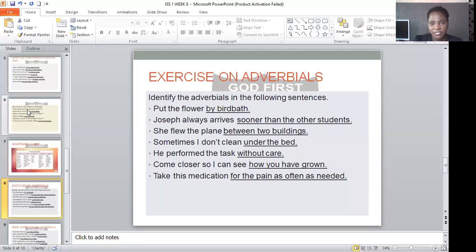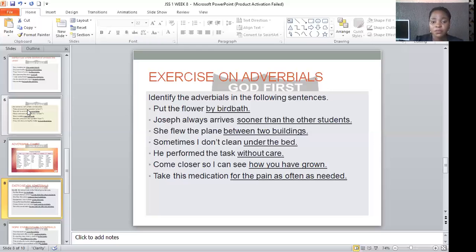Moving on to exercises on adverbials. Identify the adverbials in the following sentences. Put the flower by the bed path. So "by the bed path" is the adverbial. Joseph always arrives sooner than the other students. "Sooner than the other students" is the adverbial in the sentence. She flew the plane between two buildings. "Between two buildings" is the adverbial in the sentence.